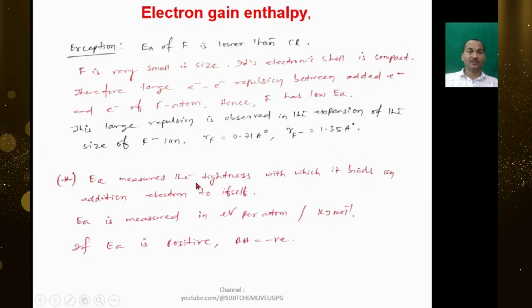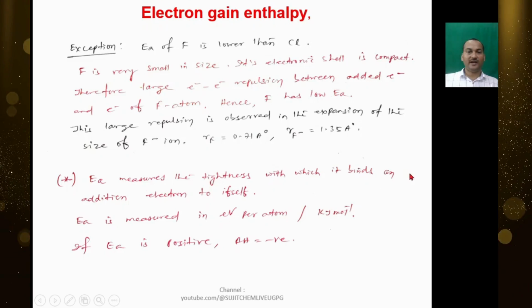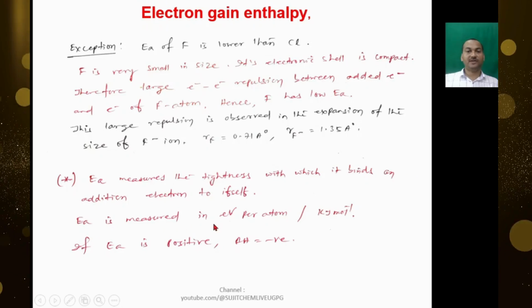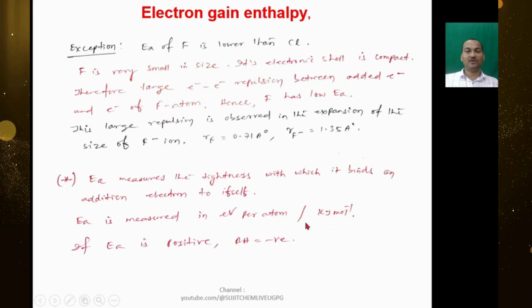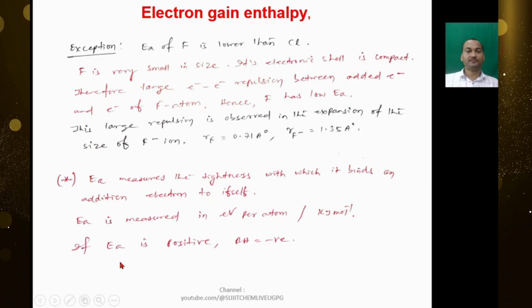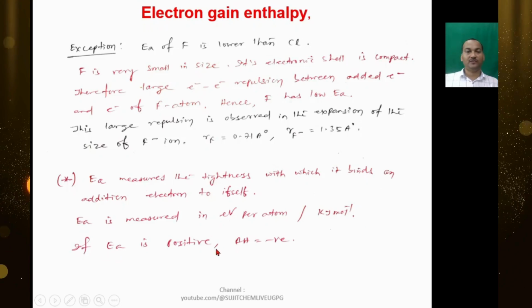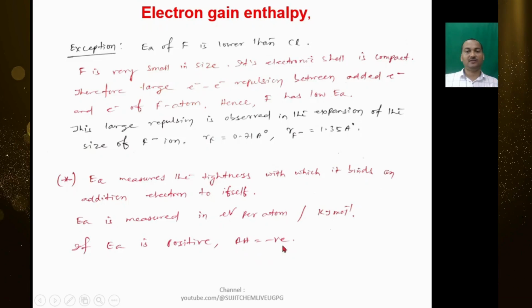EA measures the tightness with which an atom binds an added electron to itself. EA is measured in electron volt per atom or kilojoule per mole. If EA is positive, then delta H will be negative.